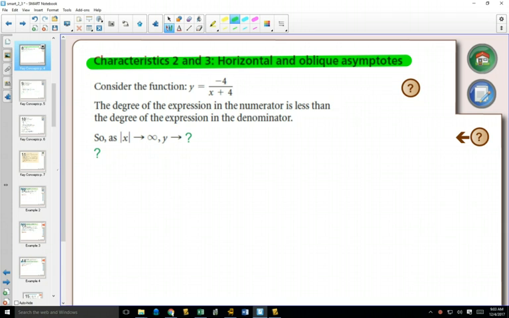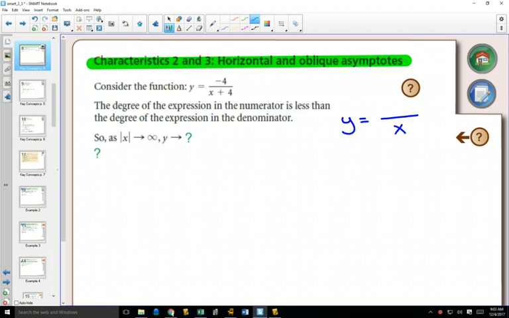Is the degree bigger on the top? Is the degree bigger on the bottom? Are the degrees the same? So here is an example where the degree is bigger on the bottom. If you ignore everything but the largest degree, this is sort of a shortcut to find asymptotes. If you ignore everything except the largest degree, our largest degree is 1.